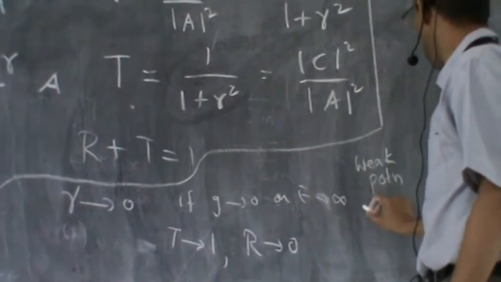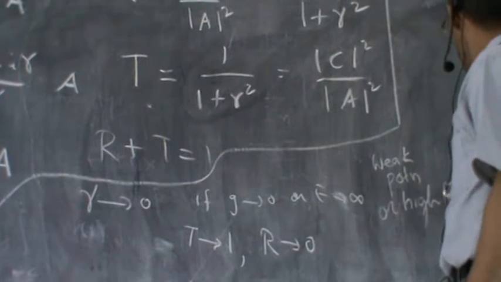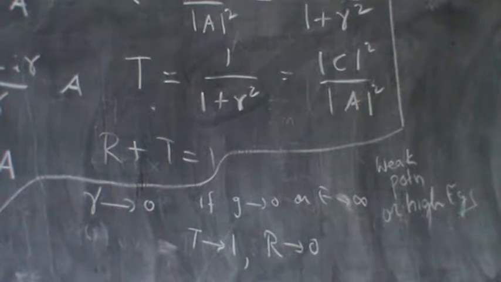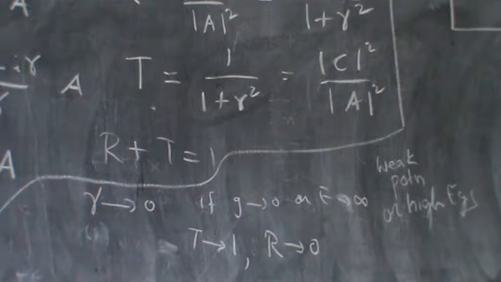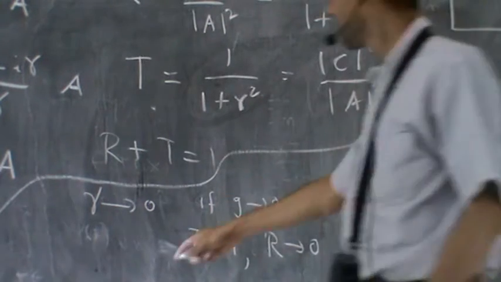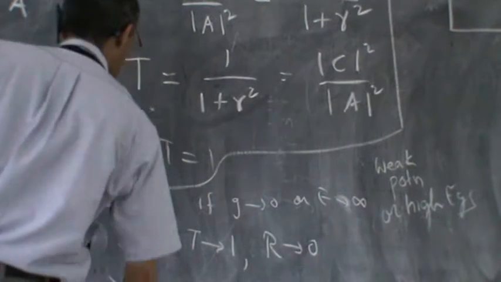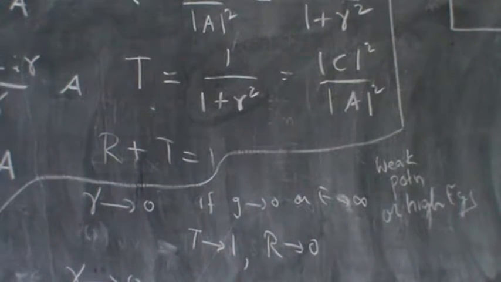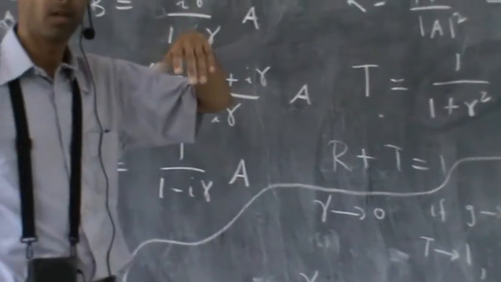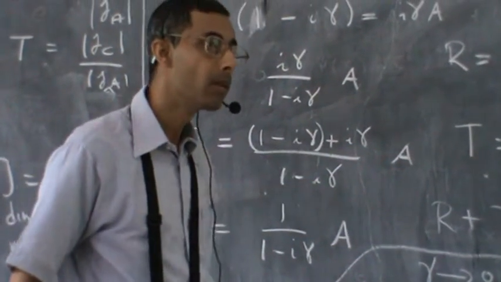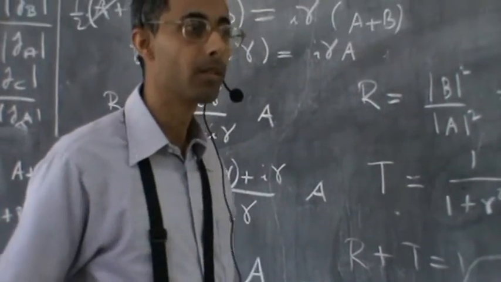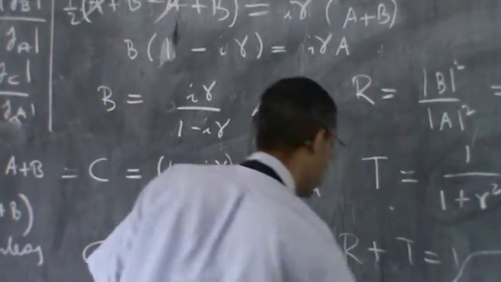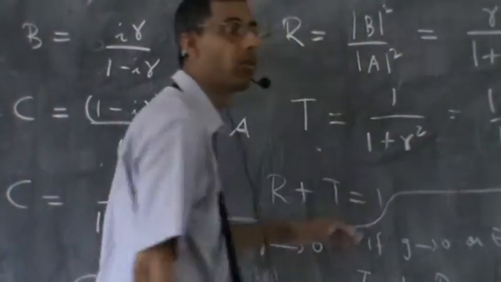Weak potential or high energies. So let us look at a plot as a function of gamma. Let us plot T and R. Because T plus R is 1, if you know one, you know the other. Let's look at the other limit. When gamma goes to infinity, that is very strong scattering. Yes, you have a question. Yeah, energy is very low. E going to 0, very low energy.